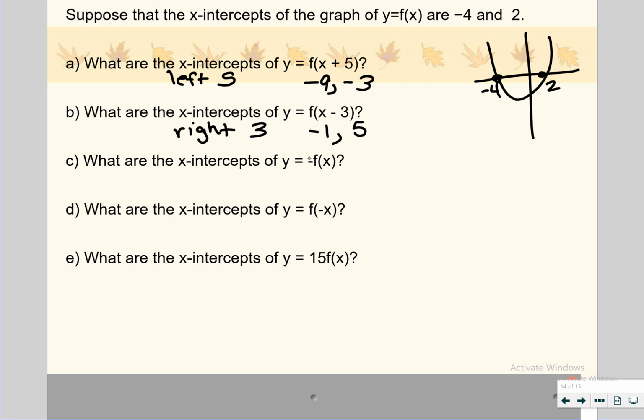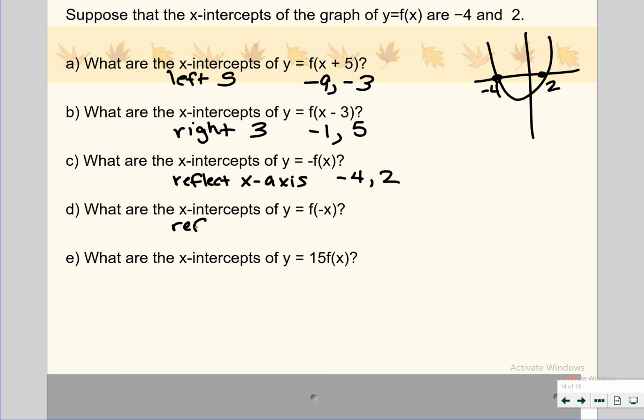What if I put a negative outside the function? What does that do? Reflect over the x-axis. So if I take that graph and I flip it upside down over the x-axis, are those x-intercepts going to change? They are not. Still going to look the same.